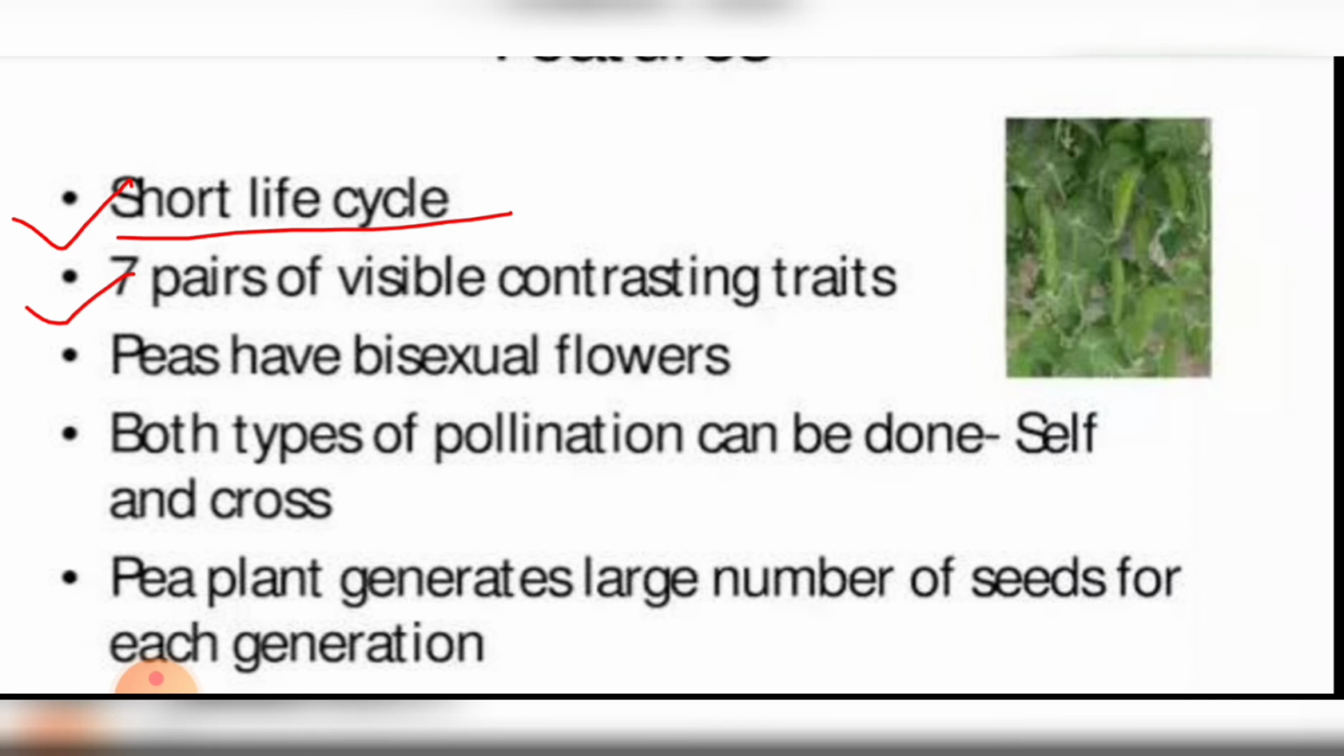Natural self-pollination is present in the pea plant because the pea plant has bisexual flowers. Both types of pollination can be done, self-pollination and cross-pollination. And last one is, the pea plant generates a large number of seeds for each generation.